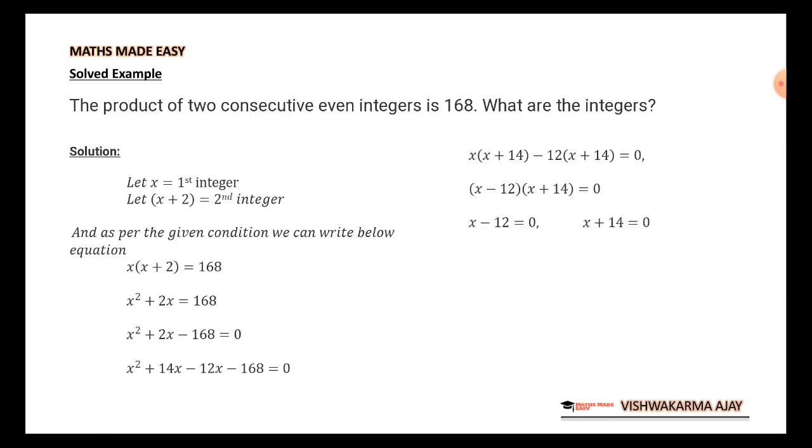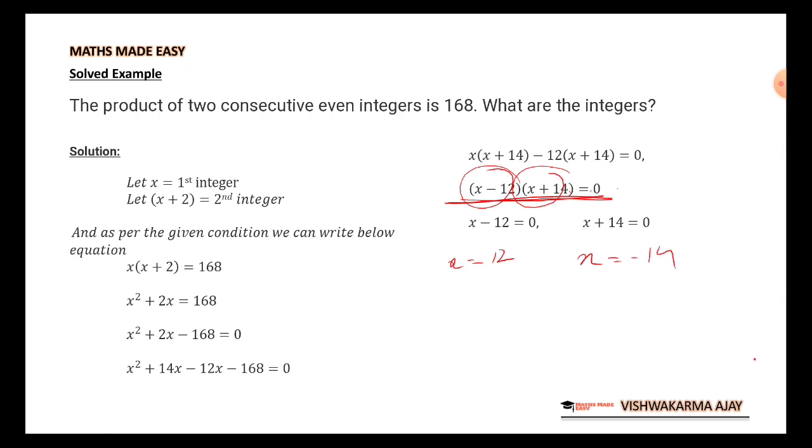Now x minus 12 equal to 0, x plus 14 equal to 0. This line says that one of the brackets is equal to 0 or the other one is equal to 0. So from here I get the value of x as 12, and from here I get the value of x is equal to minus 14.